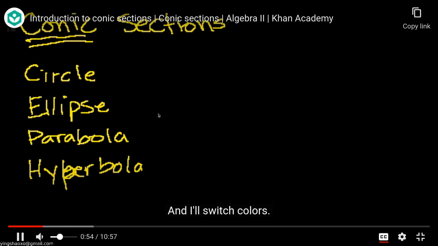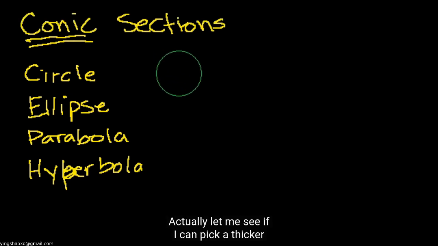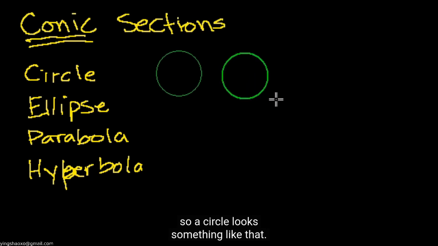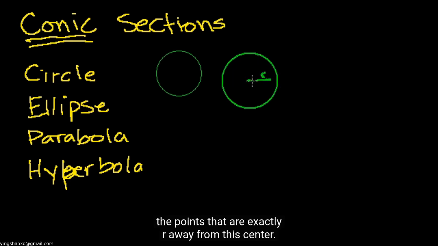And I'll switch colors. Circle, we all know what that is. Let me pick a thicker line for my circle. Circle looks something like that. It's all the points that are equidistant from some center. And that distance that they all are, that's the radius, right? So if this is r, and this is the center, the circle is all of the points that are exactly r away from this center. And we learned that early in our educations, what a circle is. It makes the world go round, literally.